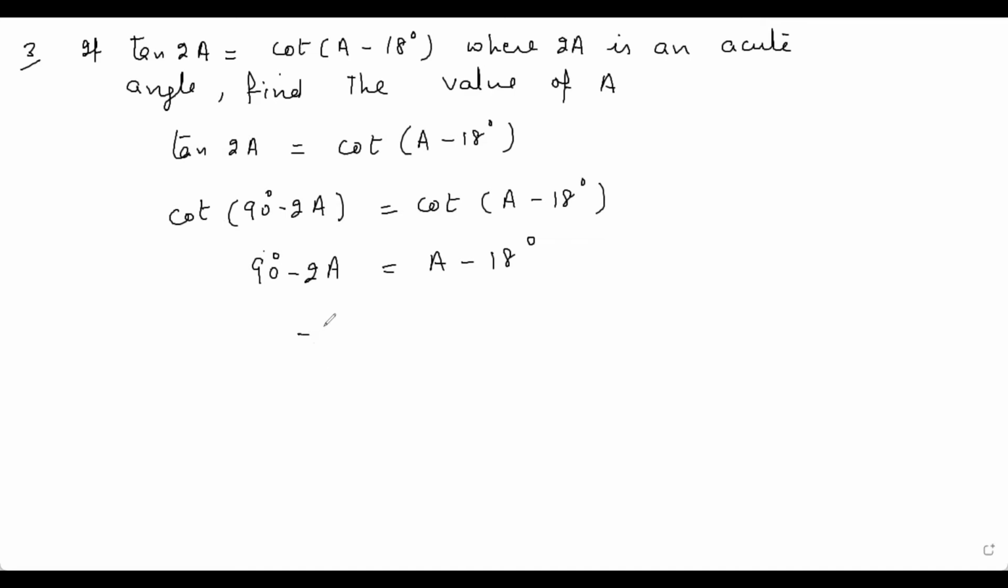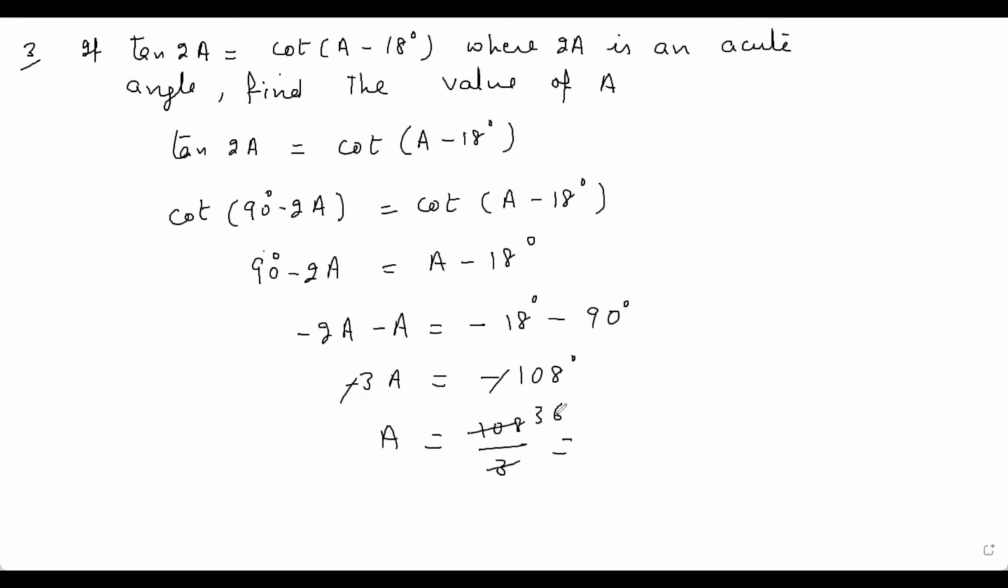Now minus 2a minus a is equal to minus 18 minus 90. Minus 3a is equal to minus 108 degree. Minus minus cancelled. Then a is equal to 108 upon 3. 3 3s are 9, 3 6s are 18, so 36 degree. So a is equal to 36 degree.